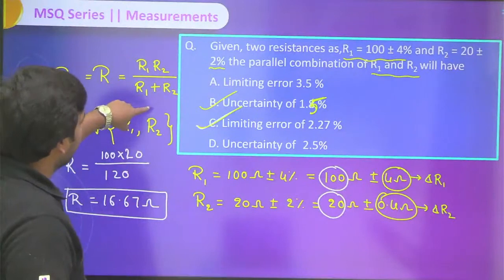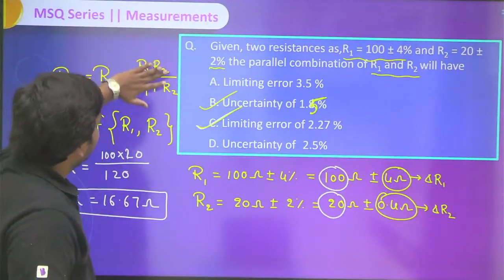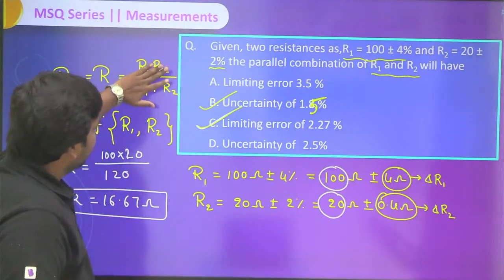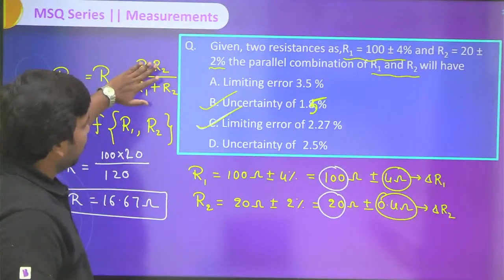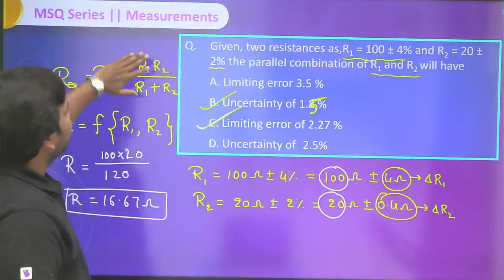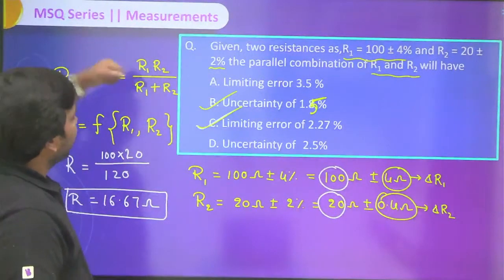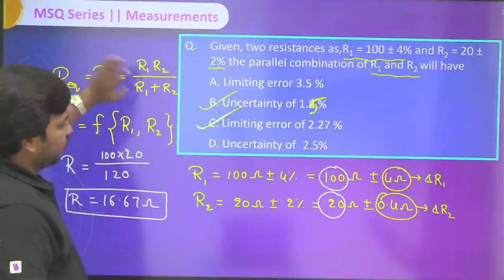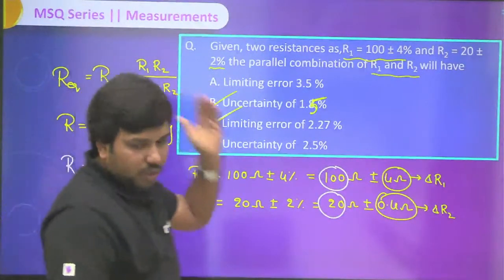Clear? So most important is our function, whatever we have discussed here, R equals R1 into R2 divided by R1 plus R2. Specifically, this is not going to be purely summation or subtraction. It is not purely division, and it is not purely addition either. That's why we are required to carry out the total procedure.